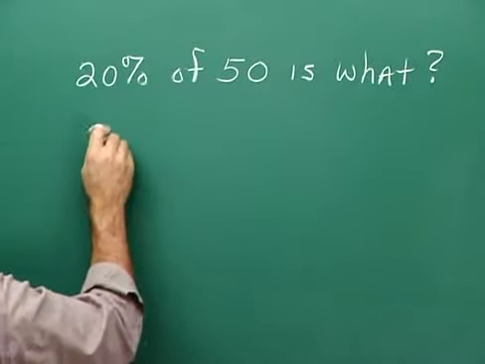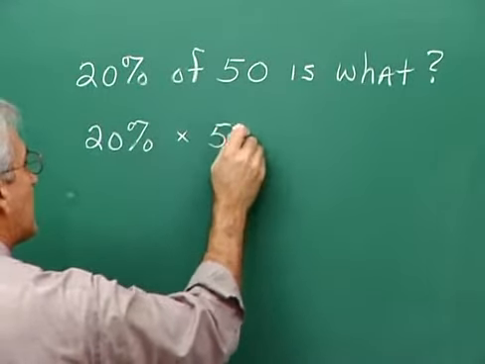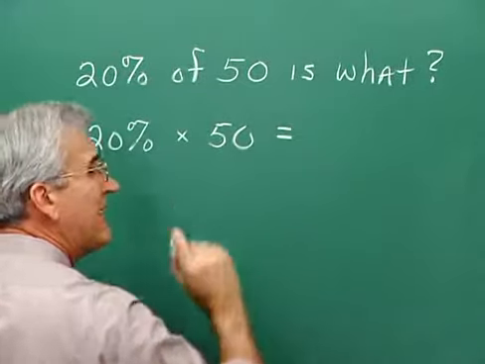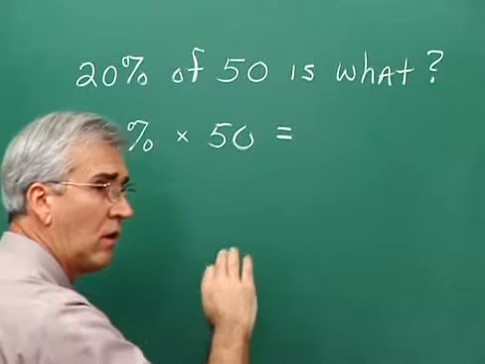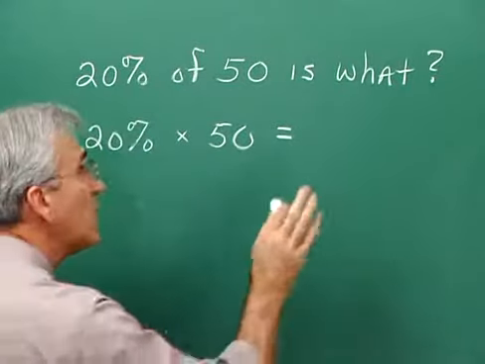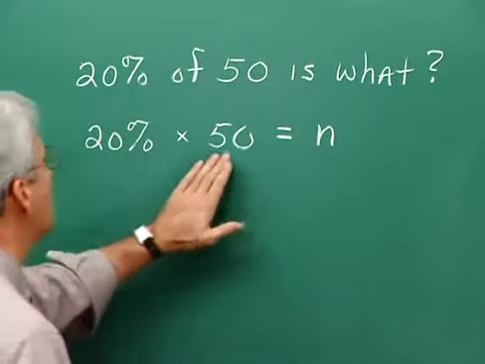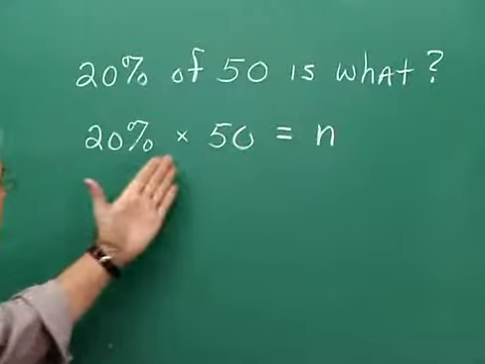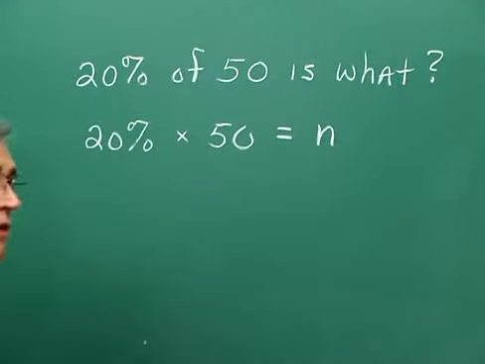Now, this is 20%, then "of" means times 50, is equal to "what" means what number. We let a letter stand in for the number. We could let that letter be X or Z or A or B, whatever we'd like. I'll let the letter be N for this problem. So 20% times 50 is N. Now, it's easy to multiply here when we change the percent into either a decimal or a fraction. In some cases, it's more convenient to change into a fraction. In some cases, it's more convenient to change to the decimal.